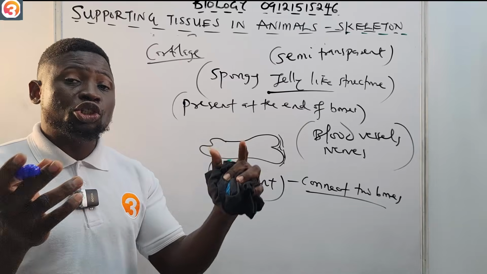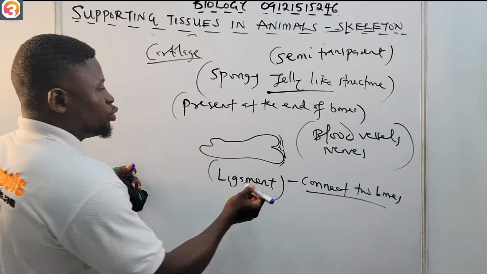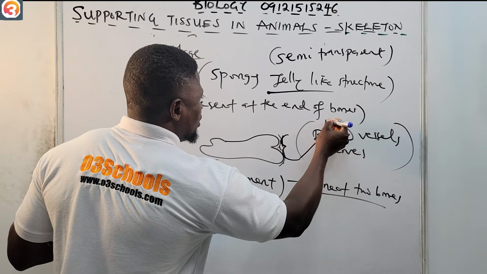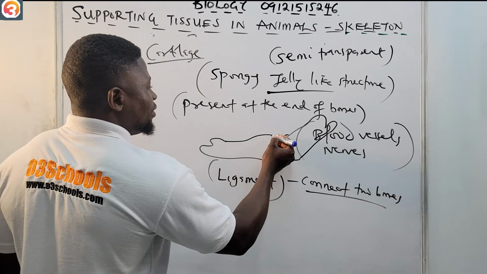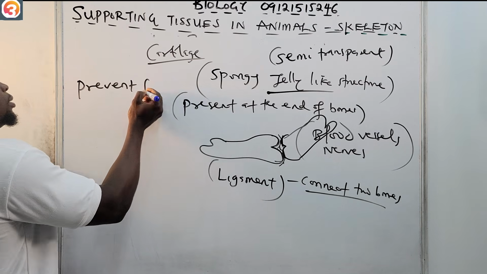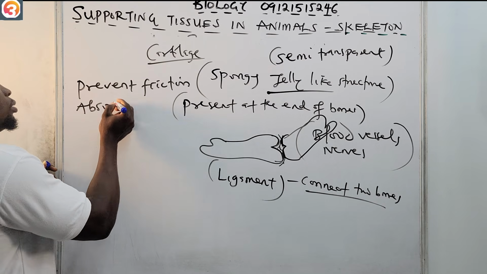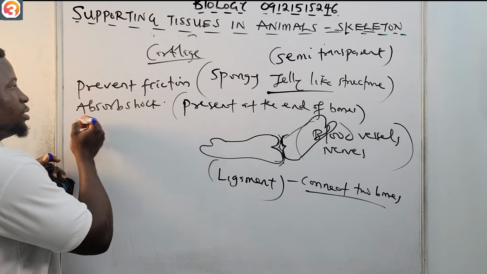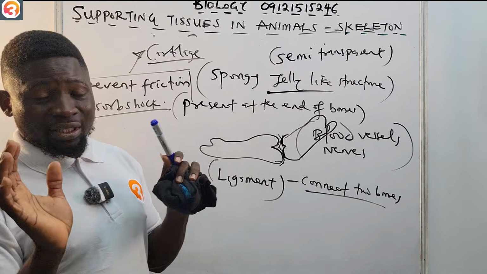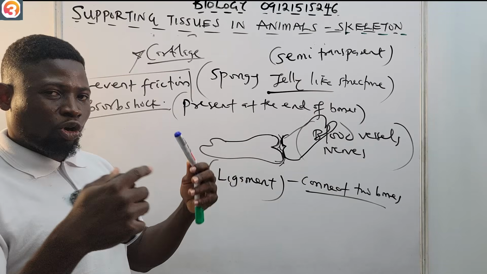They help to prevent friction between bones and also help to absorb shock between bones. Take note of this. These are the functions of the cartilage. It is very, very important you take note of that. They help to prevent friction between two bones and also help to absorb shock between bones.